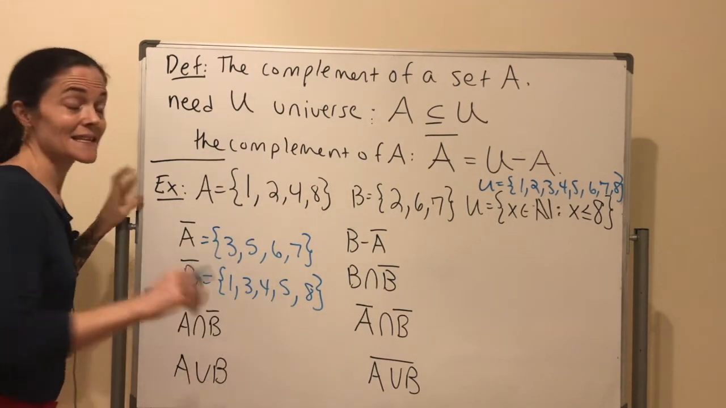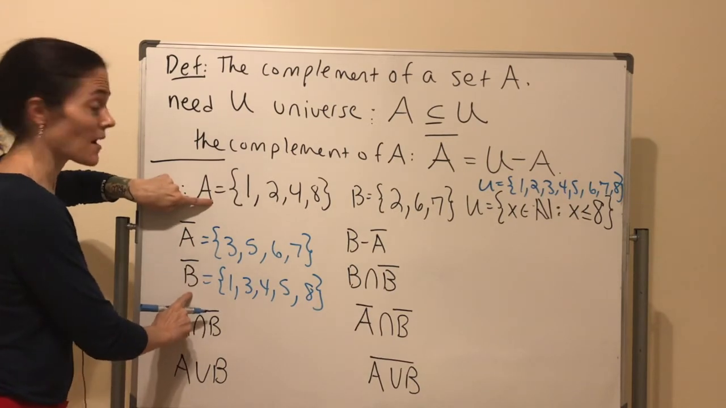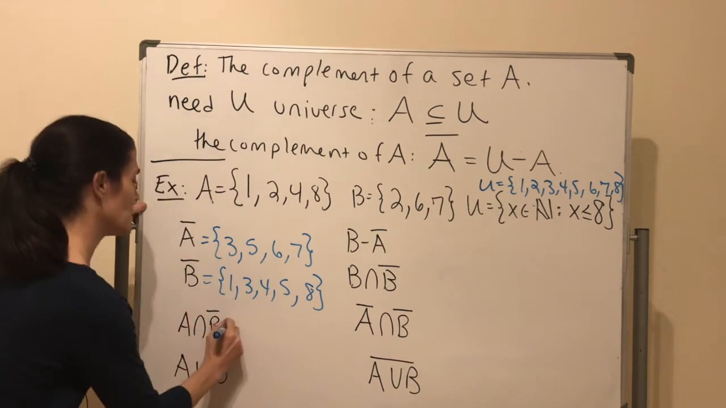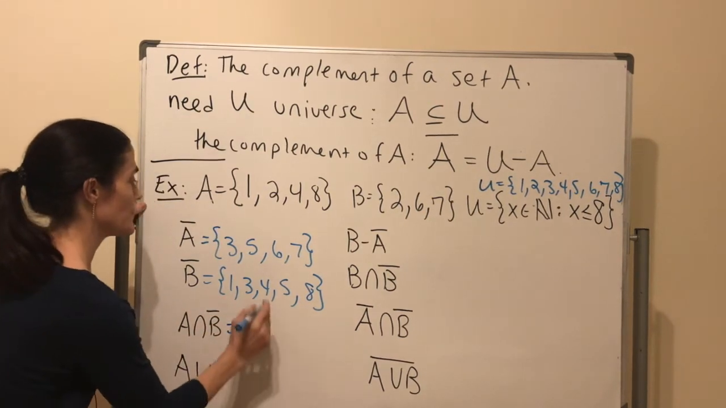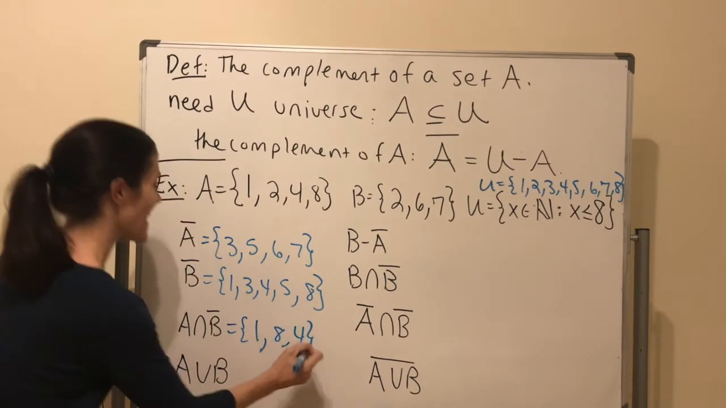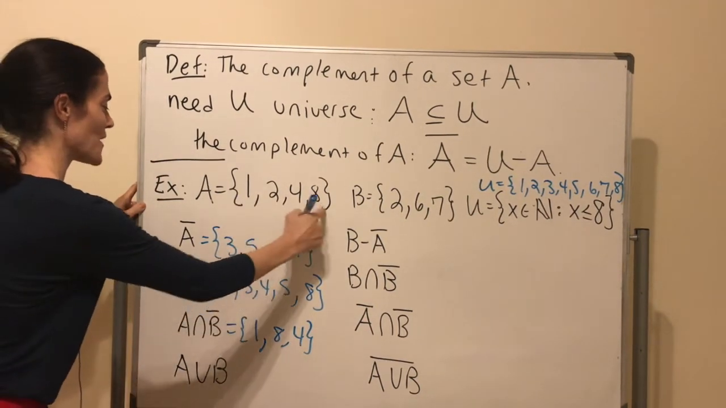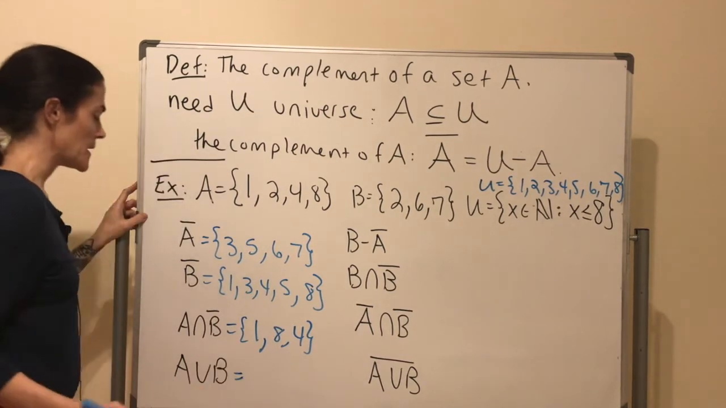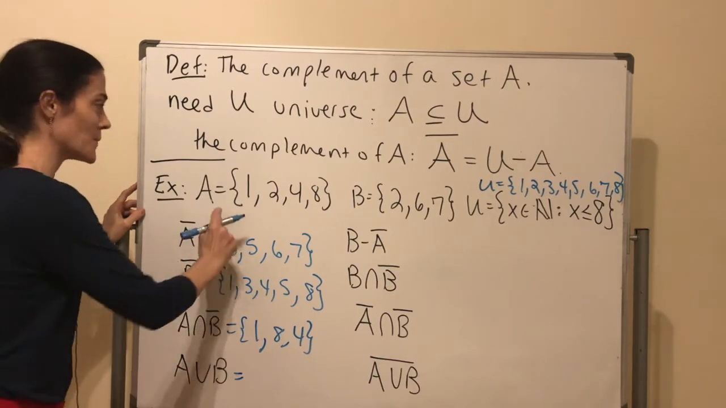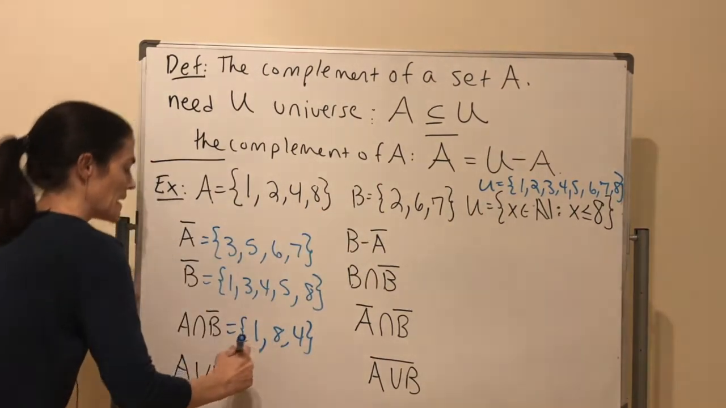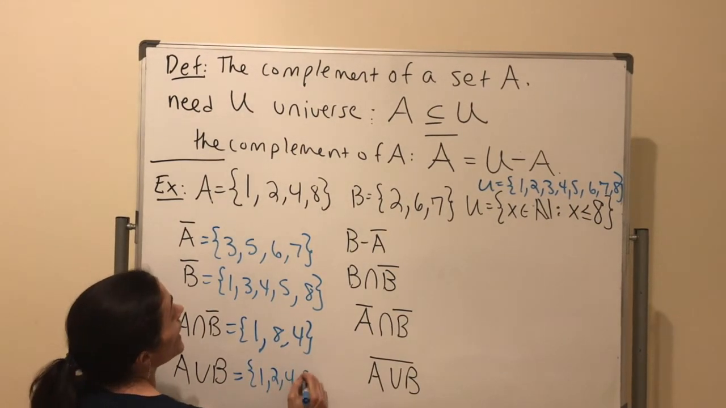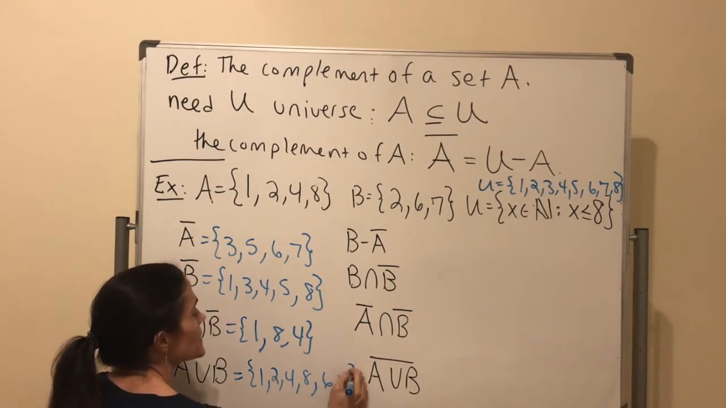Here, this is A intersect B complement. We look at this, and what elements are in common? Well, I see 1 and 8 and 4. Okay, 1, 4, 8. A union B. We don't have any complements in this example. We just take everything in A, everything in B, and make it one big set. So this is 1, 2, 4, 8, and 6, and 7.